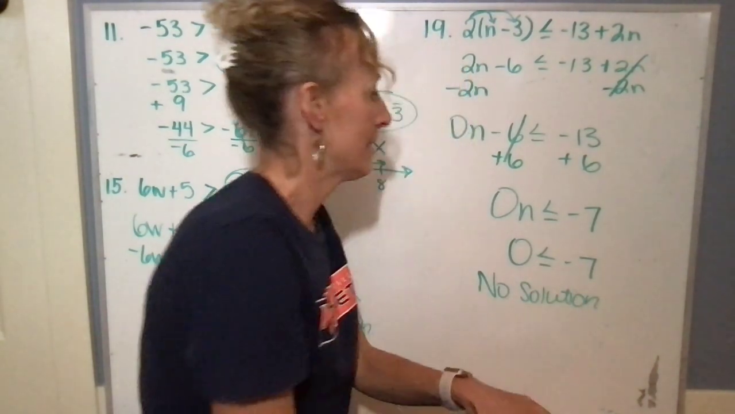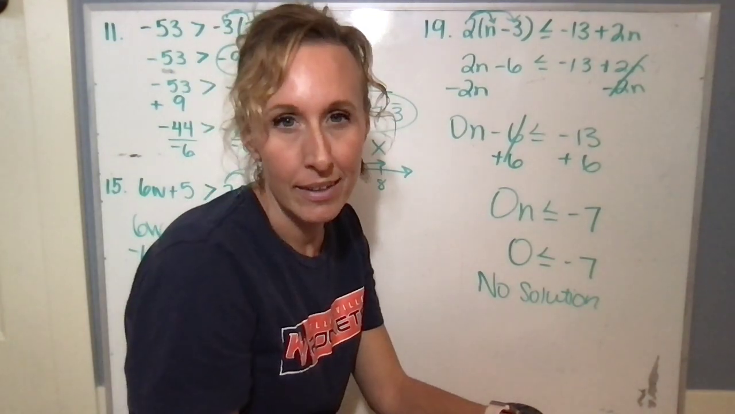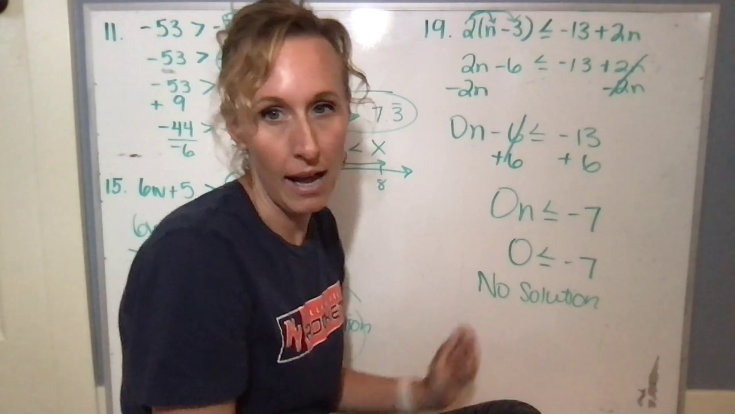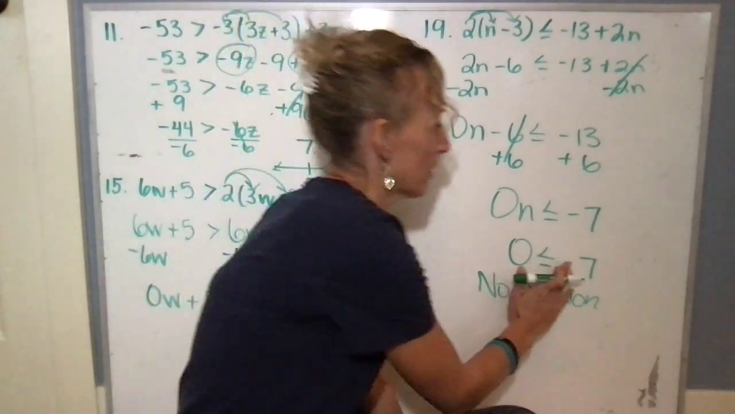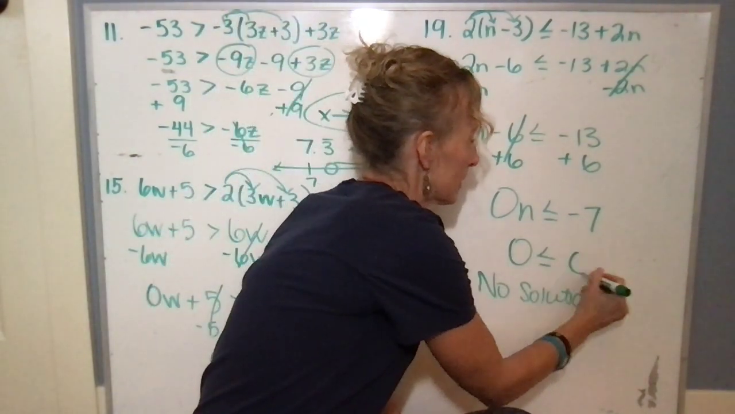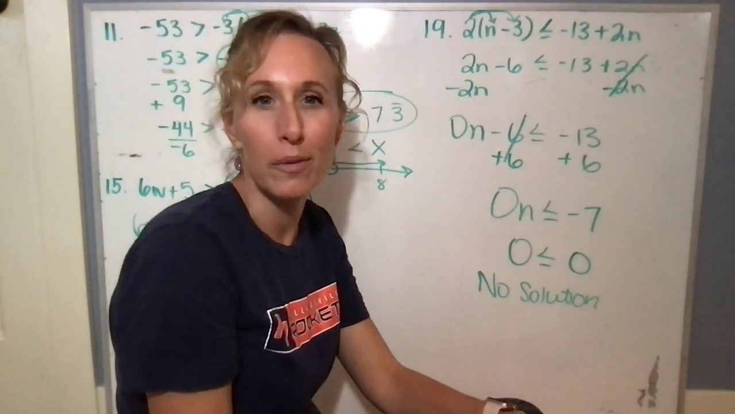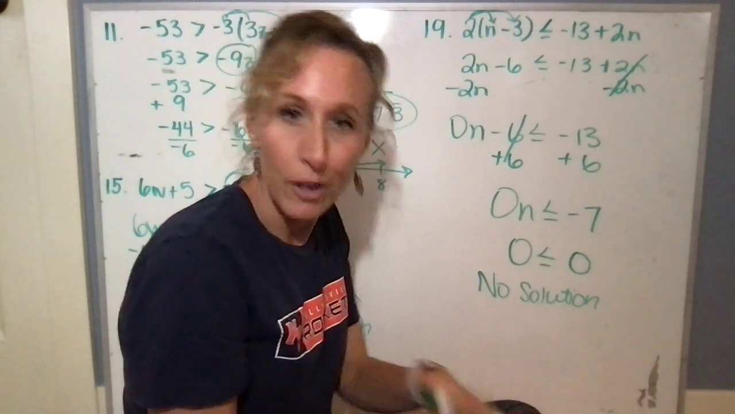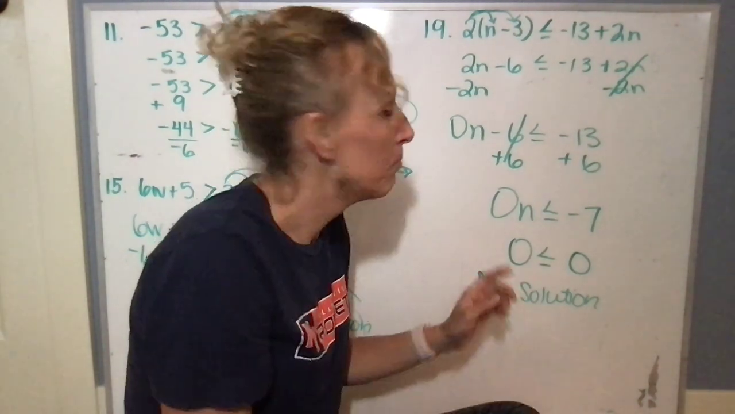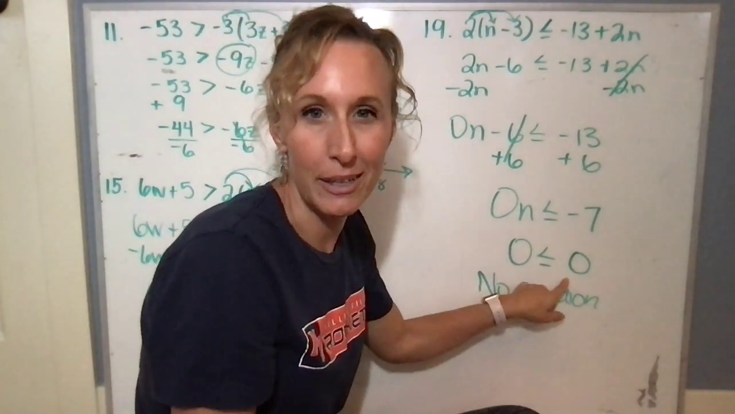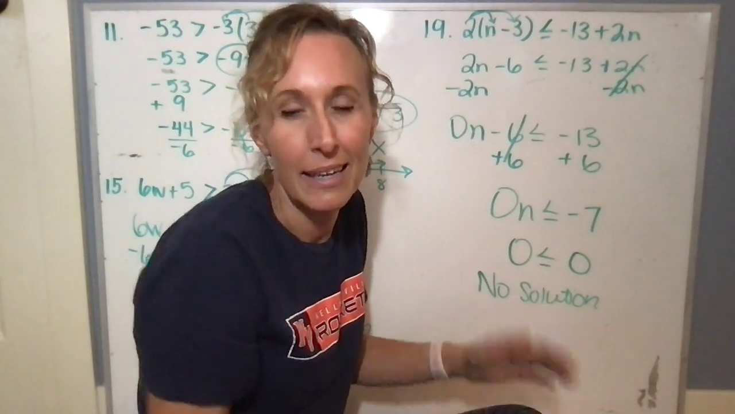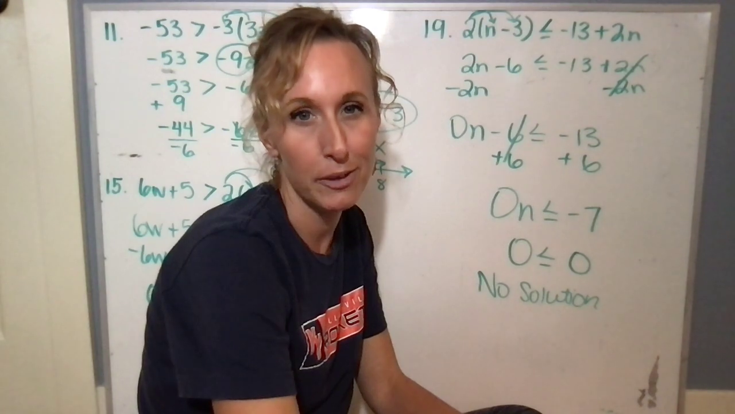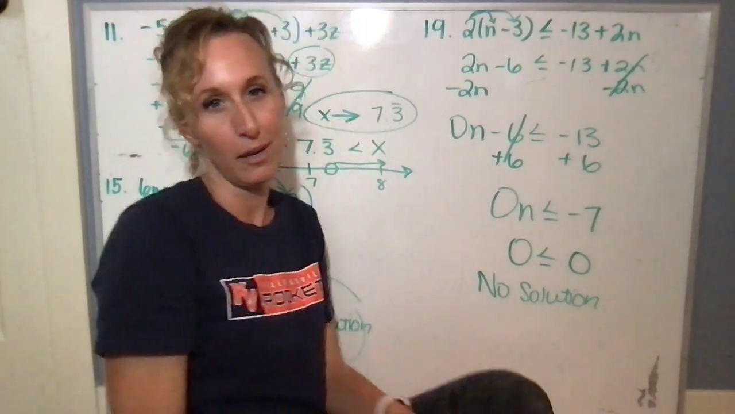Now, if we had gotten 0 is less than or equal to 0 in the end, and we ask ourselves, is 0 ever less than 0? The answer is no, right? But is 0 ever equal to 0? 0 is always equal to 0, right? And so that answer would have been all real numbers, or infinite solutions. So hopefully that helps clear that up for you guys.